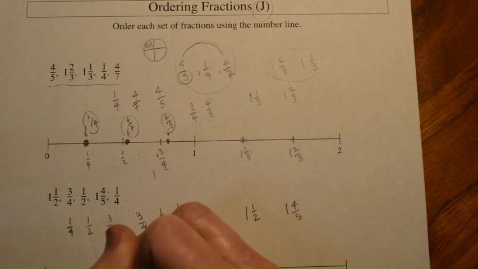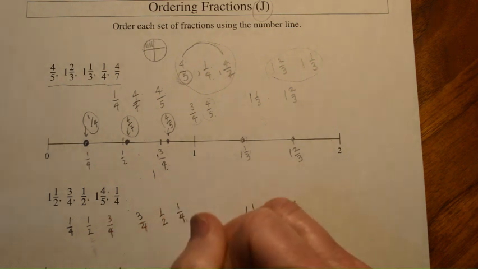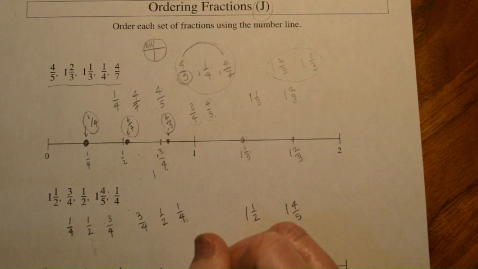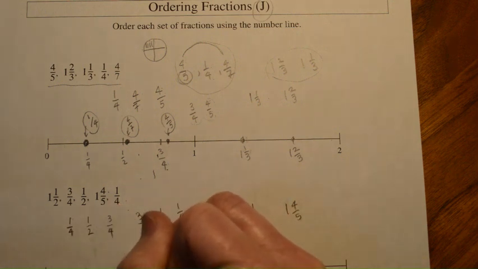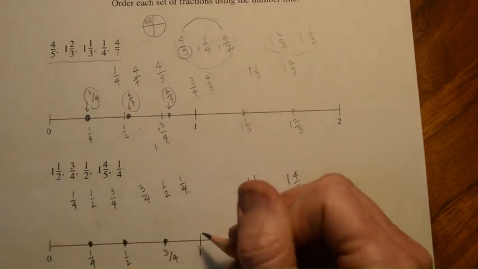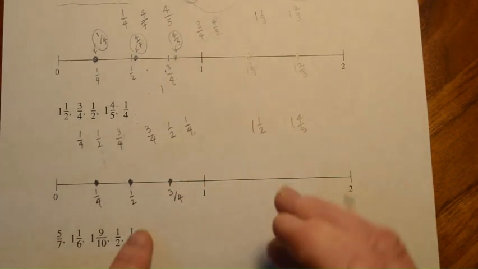And then half of a half is a fourth. And halfway between half and 1 is 3/4. So boom, those are right there ready for us. Sorry, you might not have been able to see that.